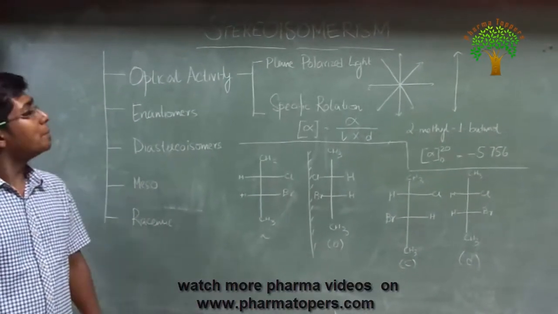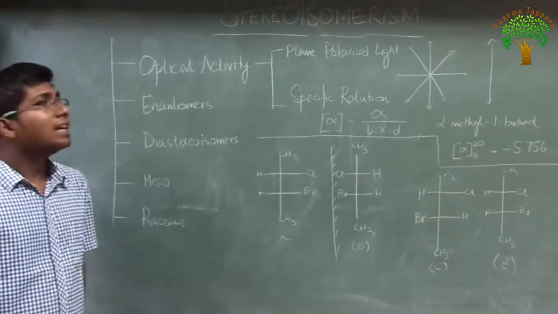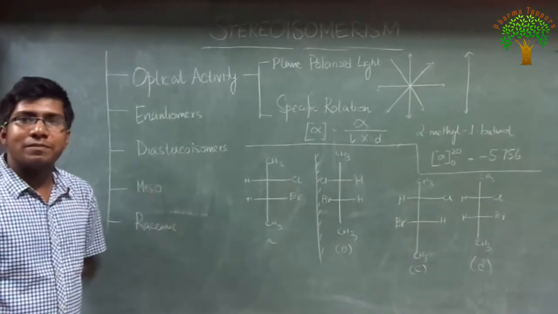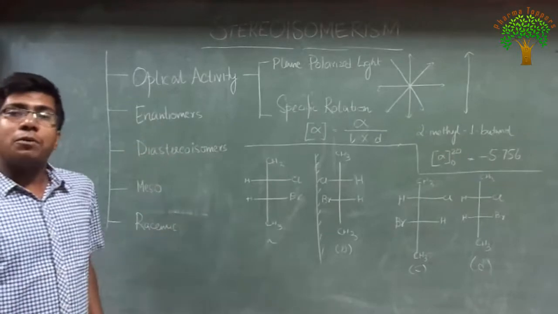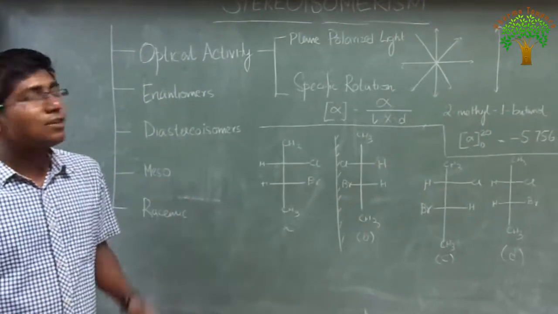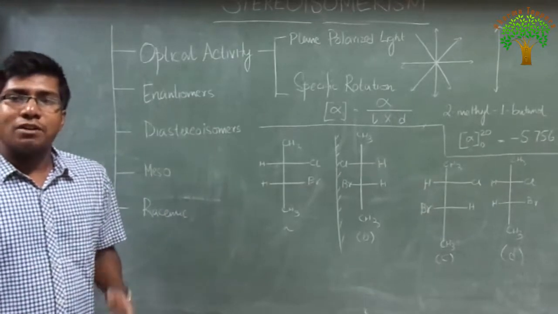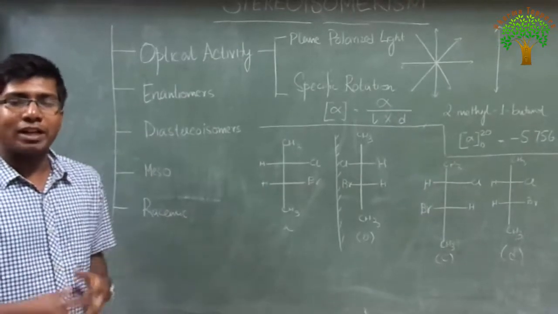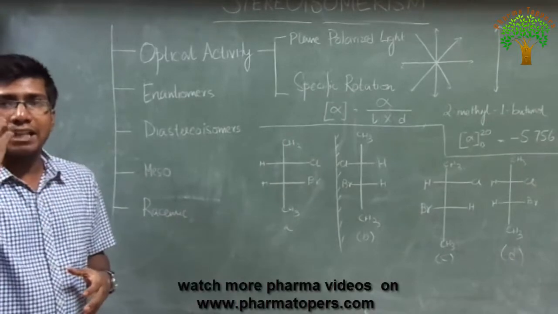Today I am going to discuss the topic of stereoisomerism. Now, what exactly is stereoisomerism? Stereoisomerism comes from the Greek word stereos, which means solid. When you are studying stereoisomerism, the first thing you need to know is you have to visualize everything in 3D. Whatever objects you see, you have to visualize that in 3D.